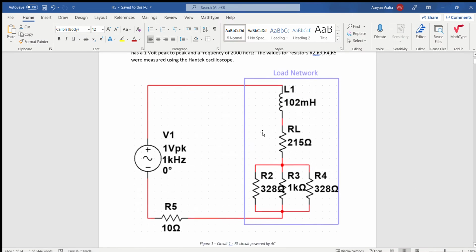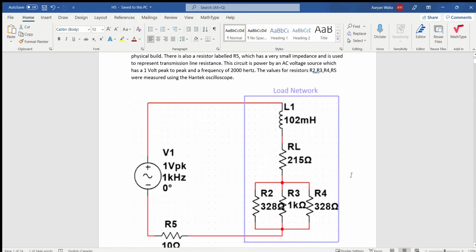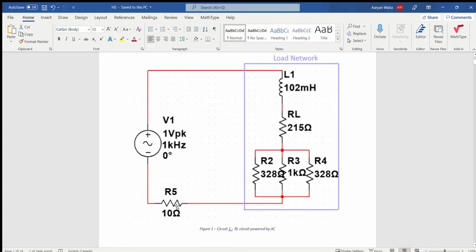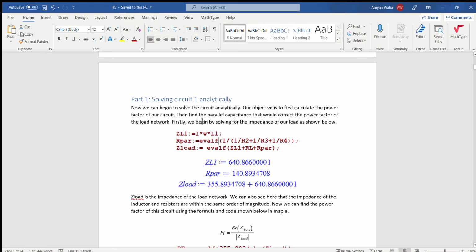So this is our circuit. This is the load network on the right hand side. We have our inductor here, and then RL just represents the internal resistance for the inductor. R5 is 10 ohms, and we made it small just so that it can represent the transmission line resistance. We have AC power and then a parallel component of resistors. So we can start by solving the circuit analytically.